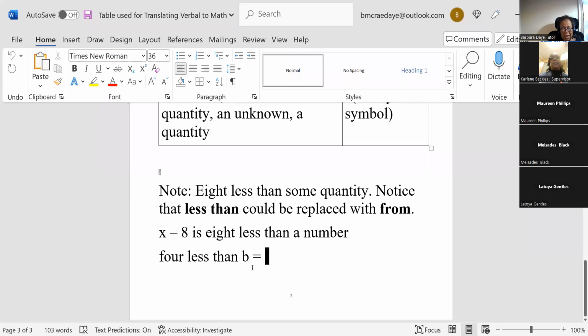No, 4 less than b just means b minus 4. That's right, Latoya. B minus 4. In other words, you've taken 4 from b. So the less than is replaced with the from. So 4 less is saying 4 from b. Mercedes, are you following me?